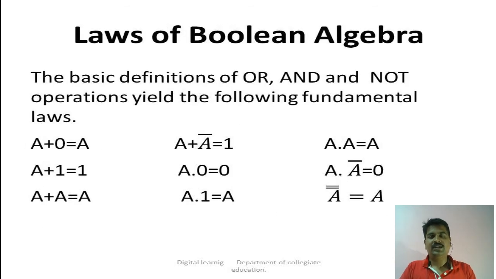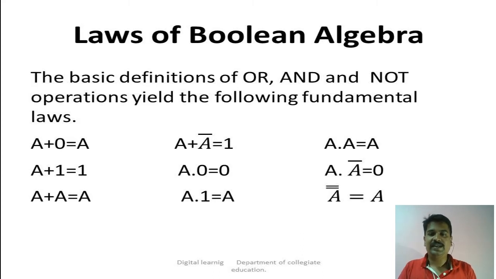So after De Morgan's theorem, we'll move on to the laws of Boolean algebra. These laws come from the very basic definitions of OR and NOT operations, yielding the fundamental laws. So if we look one by one, a plus 0 is equal to a. Because if 0 is added to any number, it will be the same number itself. If 0 is added to 1, you will get 1. If 0 is added to 0, you will get 0.